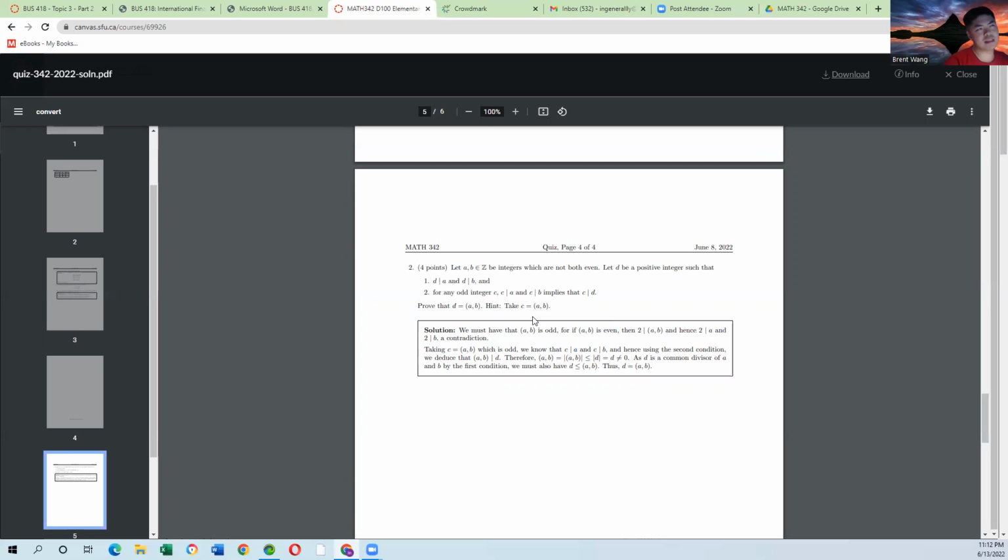Okay, I think I kind of get it, but I have to look at this in depth. Okay, taking C equals AB, which is odd. We know that C divides A and C divides B, and hence using the second condition, we deduce that, oh yeah, that's kind of true. You see how the proof is written in a way that from one step to the next, you're like, oh, it makes sense. Therefore, the absolute value of the GCD of AB has to be less than or equal to D. Yeah, okay. I think I'd be able to get it after looking at this in depth.